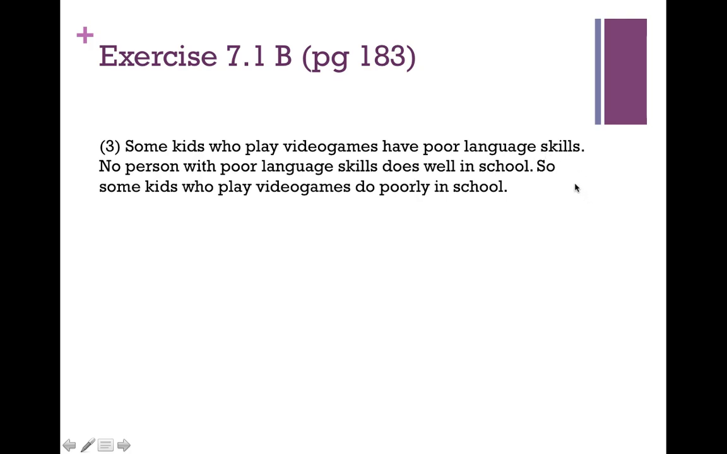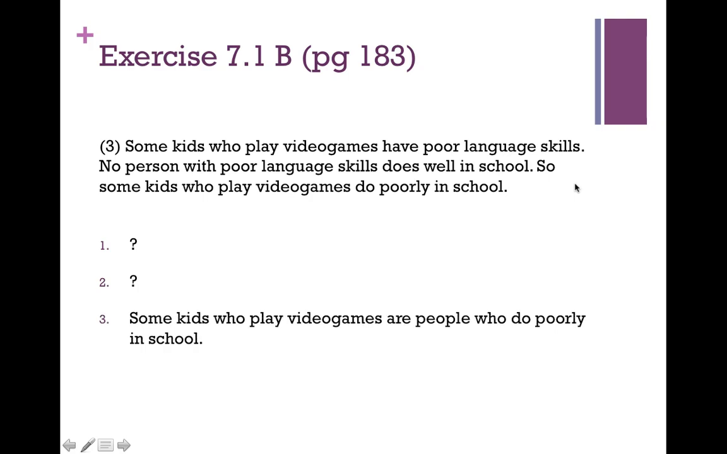So the conclusion is going to be some kids who play video games, and I'm just going to skip a step here, are people who do poorly in school. Notice I added the word people here, and I added the word are because we have to have our copula and the predicate has to name a class. Now what we want to do is figure out what our major term is. Our major term is people who do poorly.